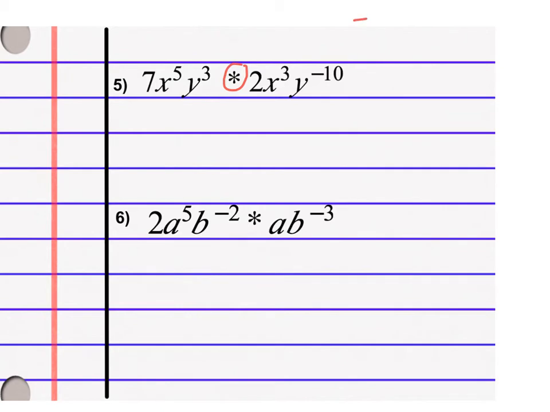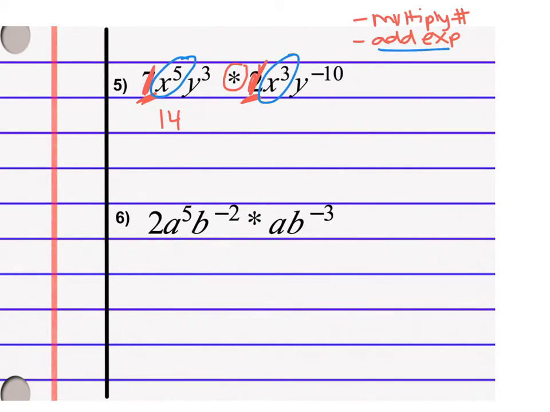So just to remind you, I'm going to multiply the big numbers, and I'm going to add the exponents. So for my big numbers, I have 7 times 2. 7 times 2 is 14. I'm going to cross those off. I'm done with them. Now let's look at our x's. I have x to the 5th, x to the 3rd. I am adding my exponents. 5 plus 3 is 8.